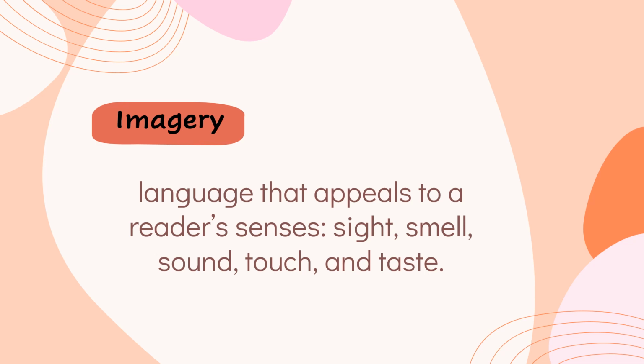Imagery: language that appeals to a reader's senses: sight, smell, sound, touch, and taste. There are commonly 5 types of imagery in poetry, but Masterclass adds 2 more types, namely kinesthetic imagery and organic imagery.